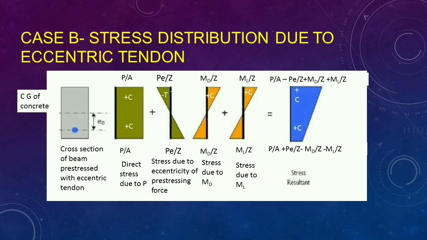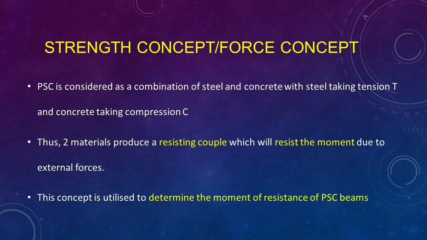The fourth and fifth figures represent the stress due to MD and ML, which are MD by Z and ML by Z respectively. It is compressive at the top and tensile at the bottom. Here MD represents moment due to dead load and ML represents moment due to live load. And the last figure represents the resultant stress diagram.